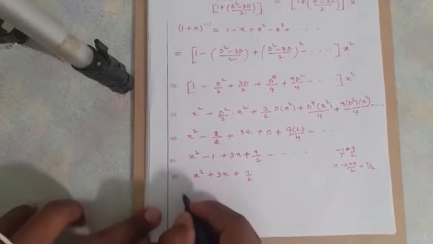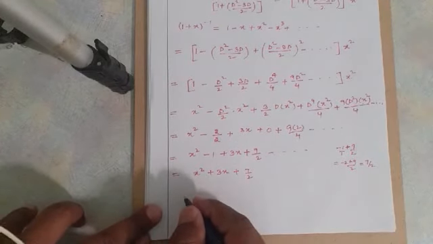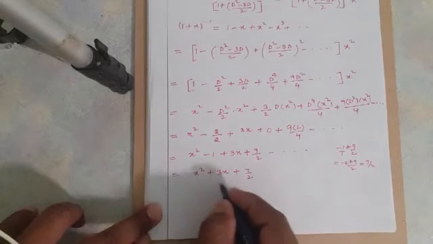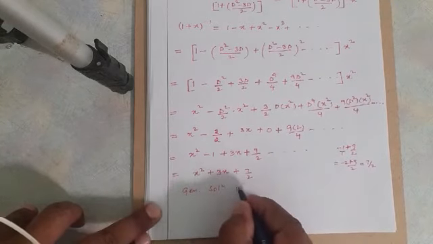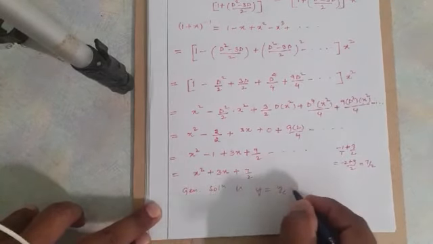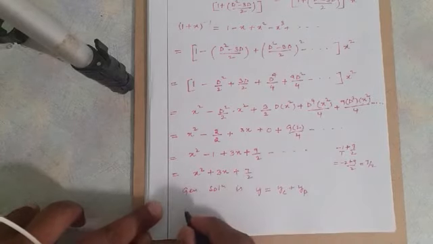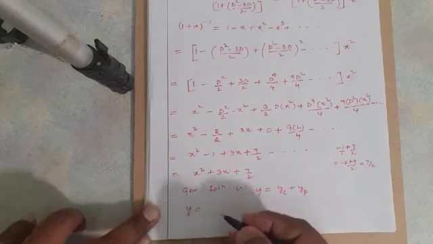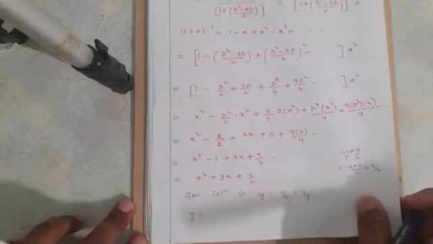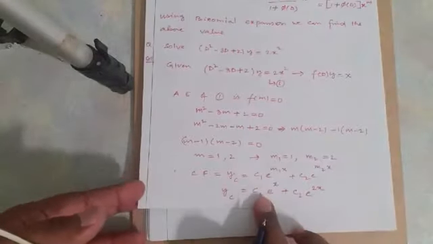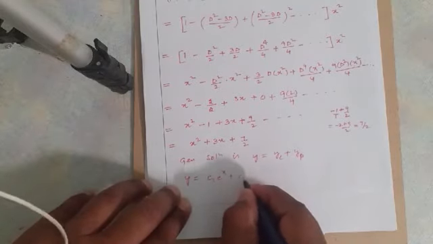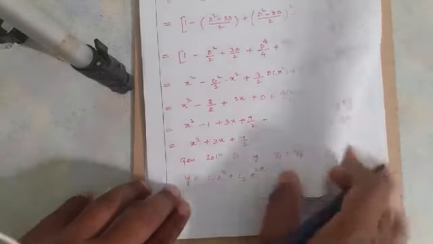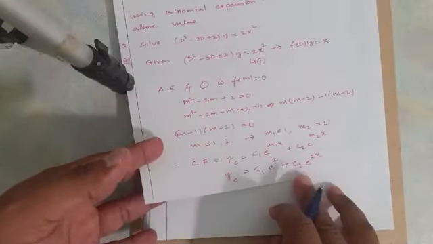Now we find the general solution. The general solution is y equals yc plus yp, you know this. As we have got the complementary function just now, which is c1 e^x plus c2 e^(2x), we write here c1 e^x plus c2 e^(2x) by seeing the complementary function.